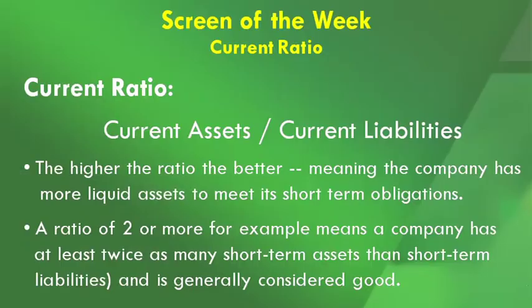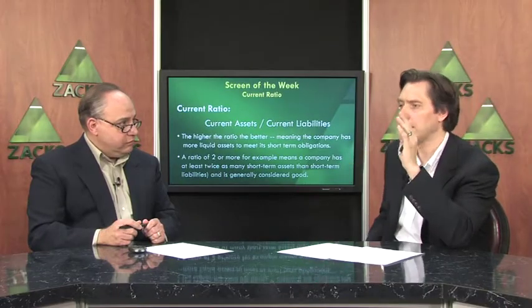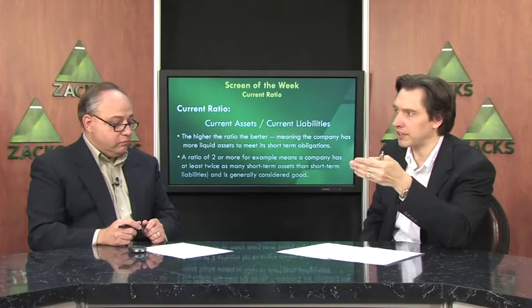Right. Well, the current ratio is simply another way to gauge a company's financial health. So, let's take a look at the definition first. The current ratio is calculated by looking at the current assets divided by the current liabilities. So, the higher the ratio, the better, meaning the company has more liquid assets to meet its short-term obligations. A ratio of 2 or more means a company has at least twice as many short-term assets as short-term liabilities to meet its financial obligations. As a benchmark, a ratio of 2 is considered to be good. If you're below that number, people are probably going to look at that with a skewed eye. So looking at 2 is a good place to start.